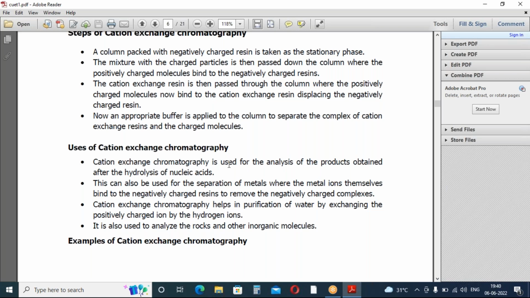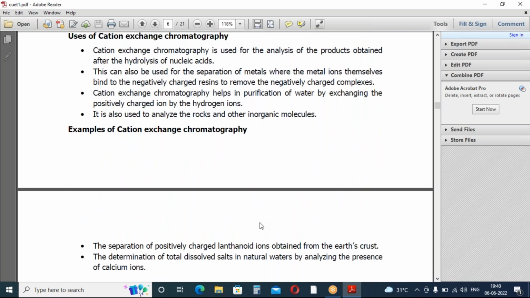Okay, and next, coming to the examples, this is mainly used for the separation of positively charged lanthanoid ions. I think you know about the periodic table that is present in your chemistry syllabus, and here mainly the lanthanoids are the ones that carry the positive charge, and these are called metals. Mostly these lanthanoids belong to the metals, which means we have to extract the metals from the earth crust remains, and this cation exchange chromatography is used.